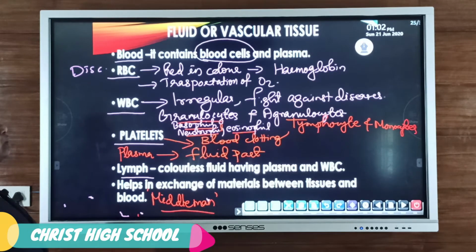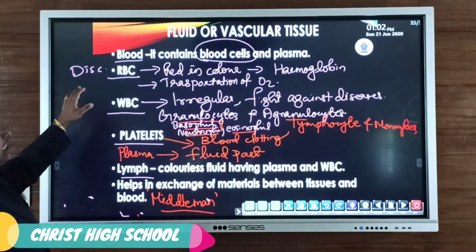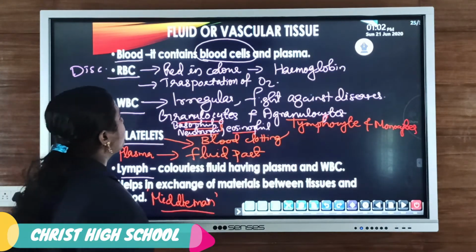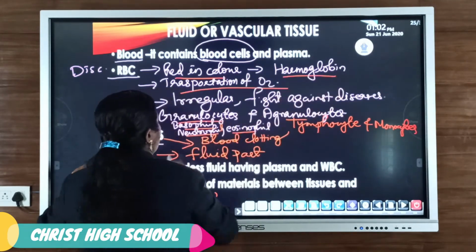So fluid or vascular tissue means blood. It contains blood cells and plasma. Blood cells like RBC are disc-shaped or discoid, red in color, and hemoglobin is present. The main function is transportation of oxygen.